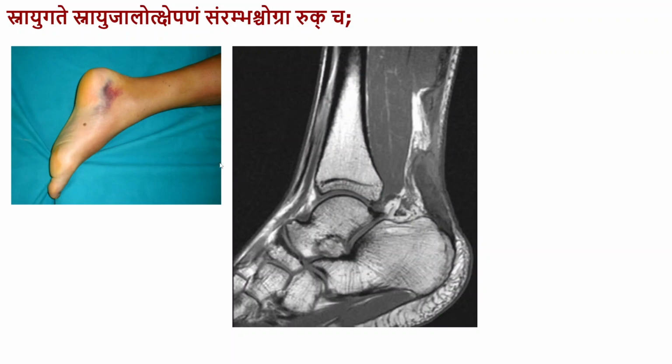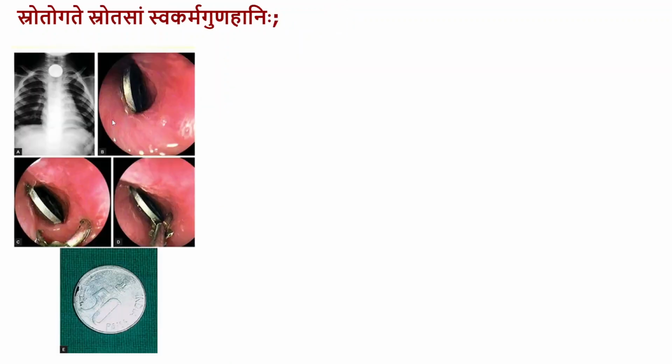So Snayujala Ukshepanam, that the tear in the Snayujala, the tendon, either could be palpated or it could be seen in the MRI. Samrambhascha Ugrarupcha, there could be impaired function. Samrambha is impaired function, and severe pain could be there.